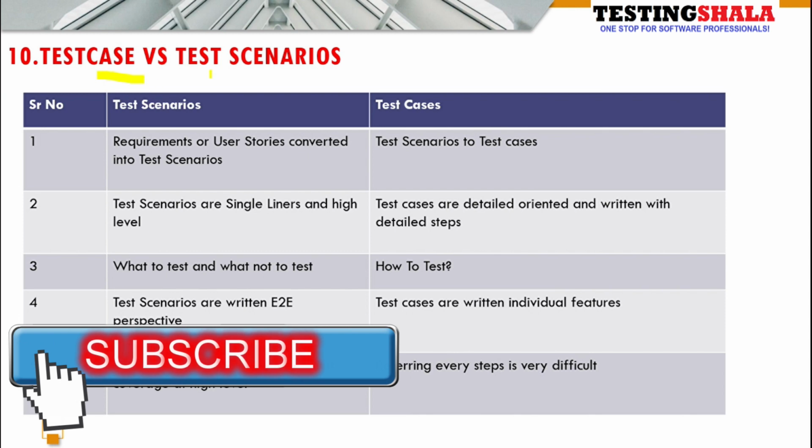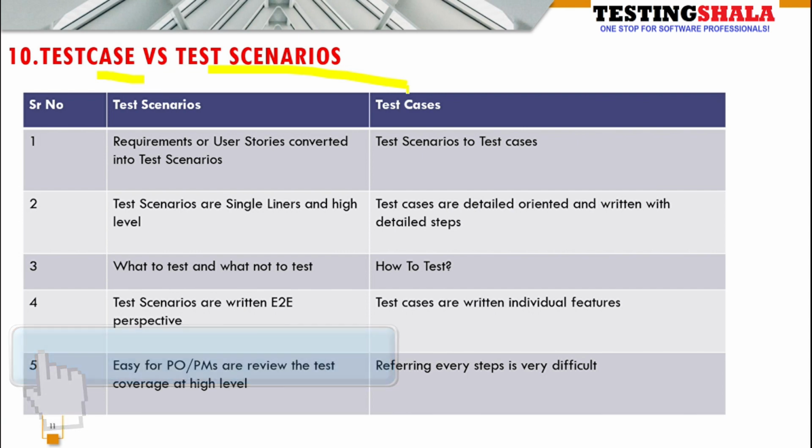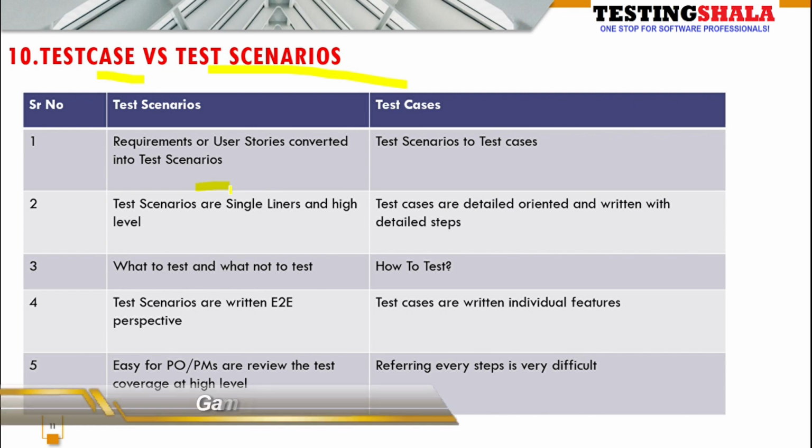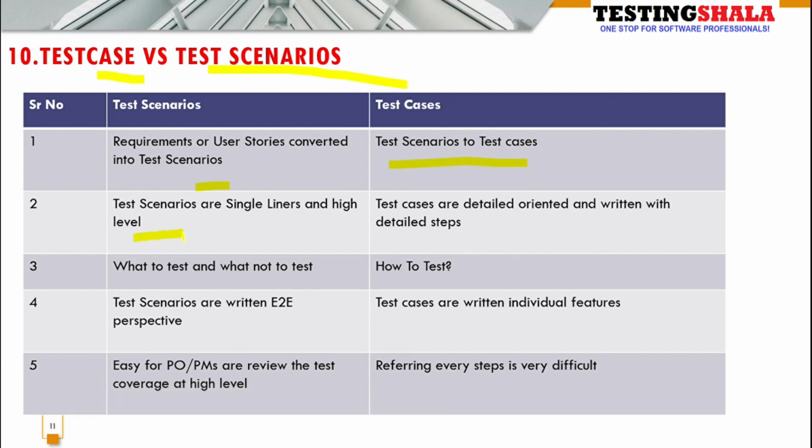Then we will move on to the 10th important question. What is the difference between a test case and a test scenario? When do we say it is a test scenario, and when do we say it is a test case? Test scenarios we derive by going through the requirements or user stories. After understanding and analyzing the requirements and user stories, we convert those requirements into test scenarios. In test cases, we convert the test scenarios into test cases.